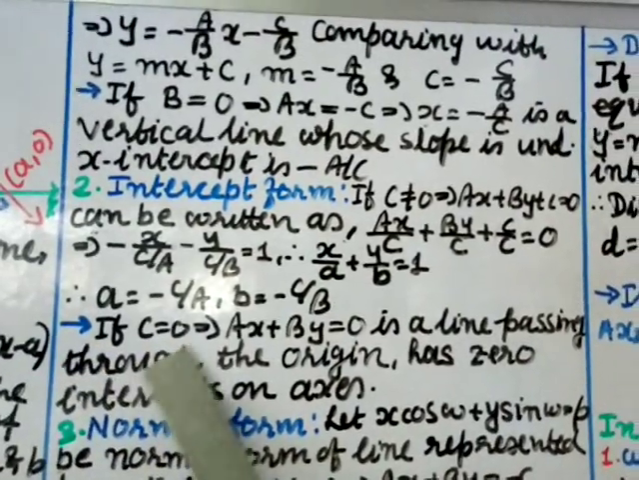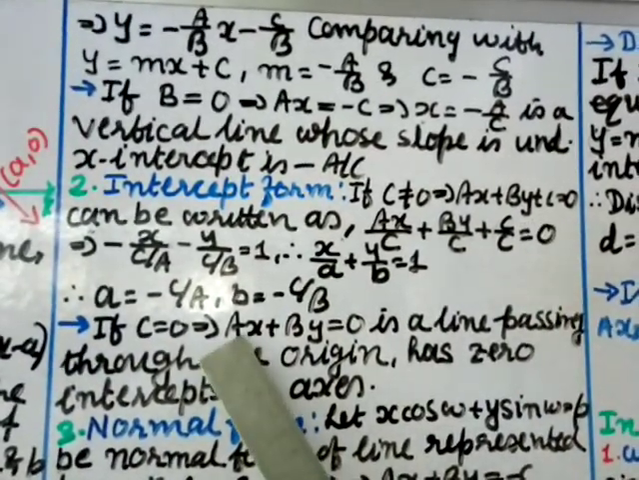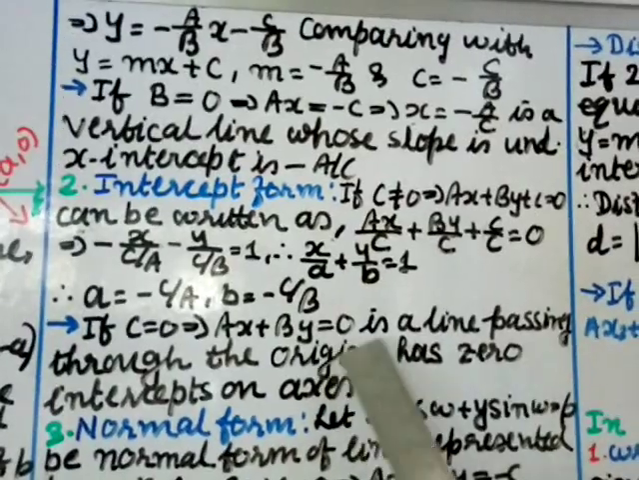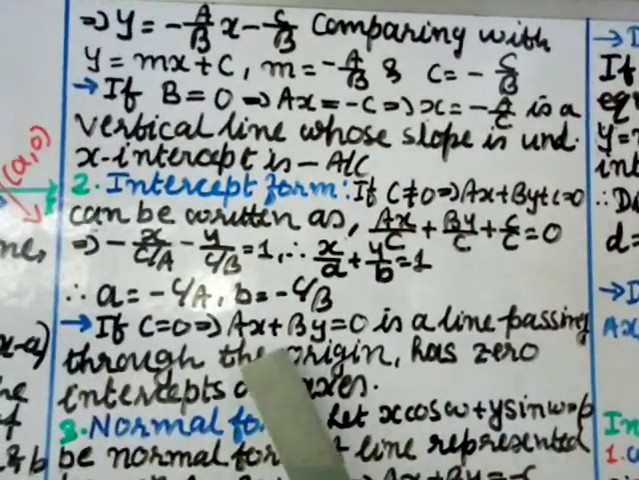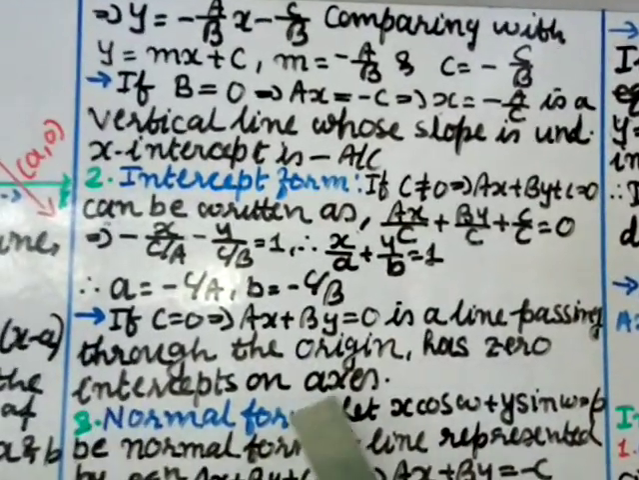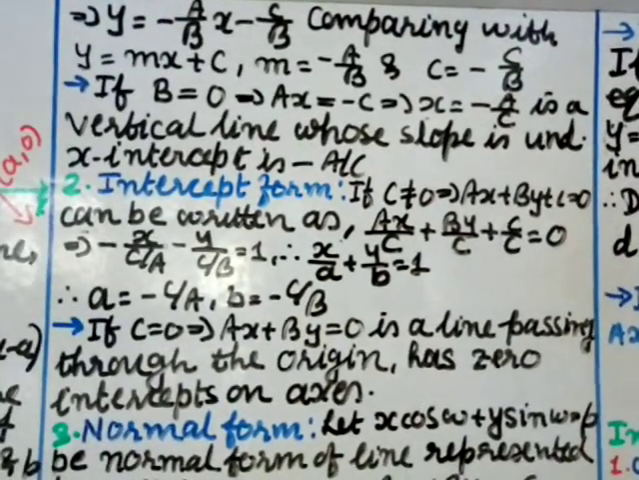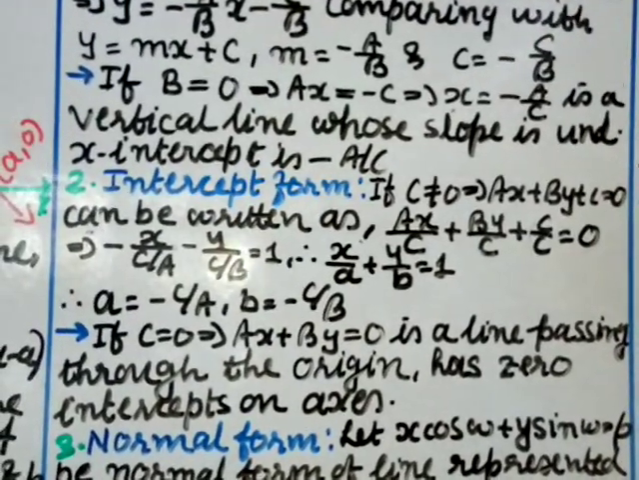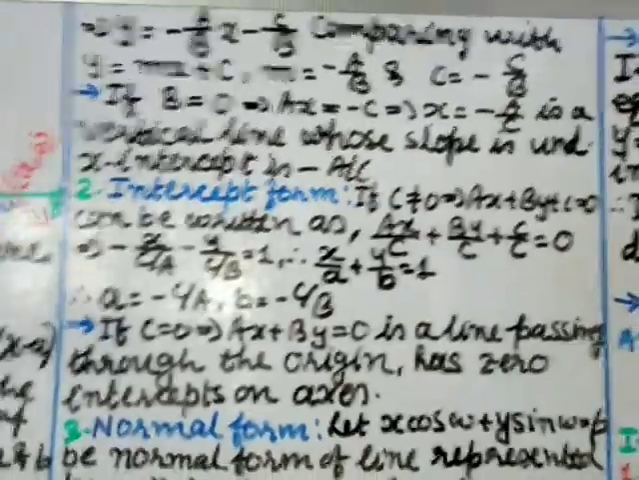If c equal to 0, suppose this c value is 0, that means ax plus by equal to 0. That is a line passing through the origin and has 0 intercept on the axes. So it doesn't cut the x-axis or y-axis, it has got 0 intercept and it passes through the origin.